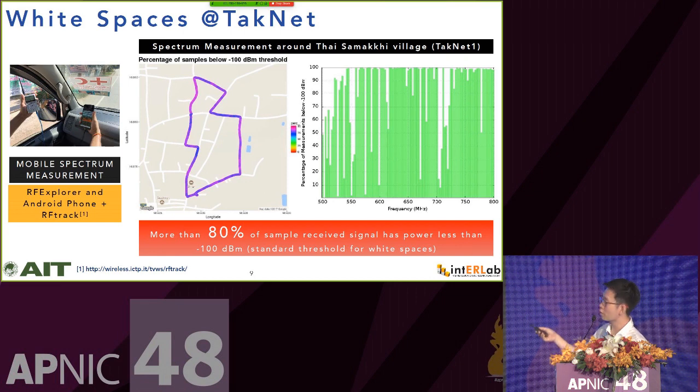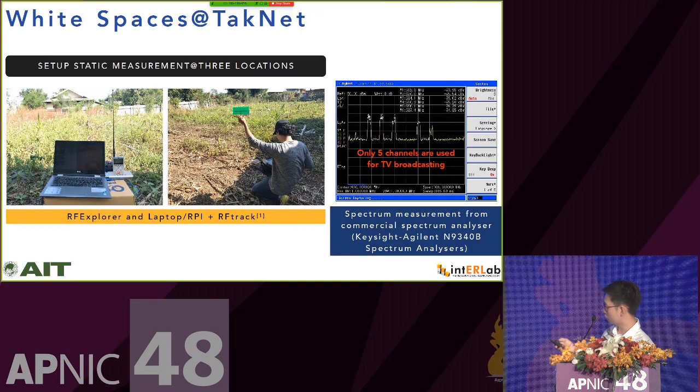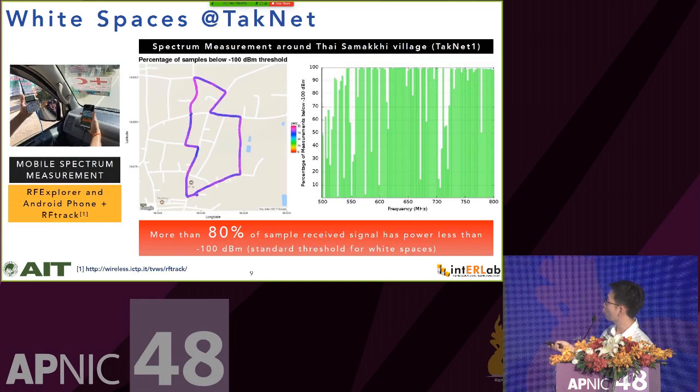The first measurement we call mobile measurement, in order to explore how much frequency we have that we can use. So as we can see, this is a map around that location. We put mobile phones, Android, with the RF Explorer and run the experiment on the car to explore the frequency, as we can show here.